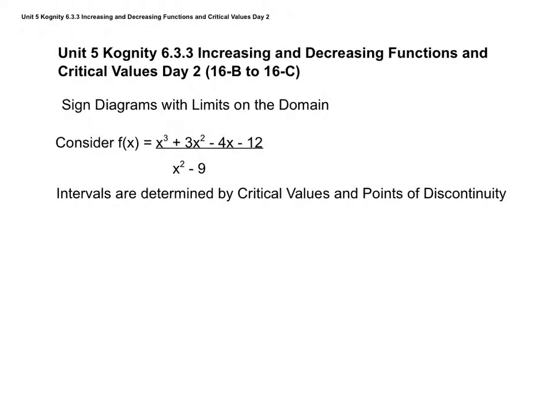All right, so we want to continue looking at increasing, decreasing, and critical values, but I want to throw in something that you have not seen yet, but I've mentioned. The other place that we can get critical values from is points where the derivative would equal 0, and also where the derivative would be undefined. So far we've only looked at ones where the derivative equals 0.